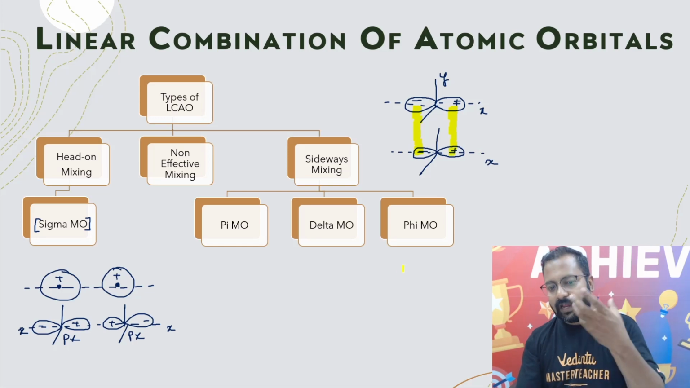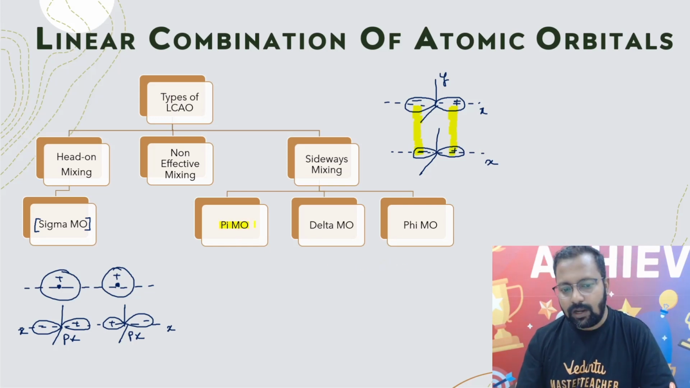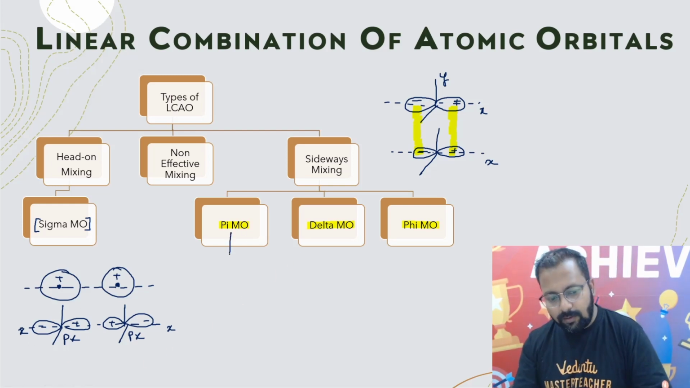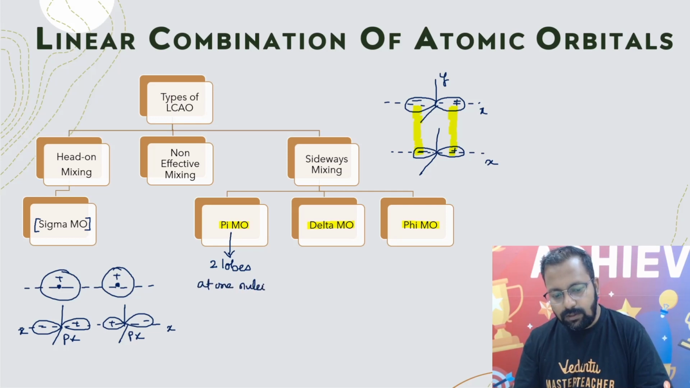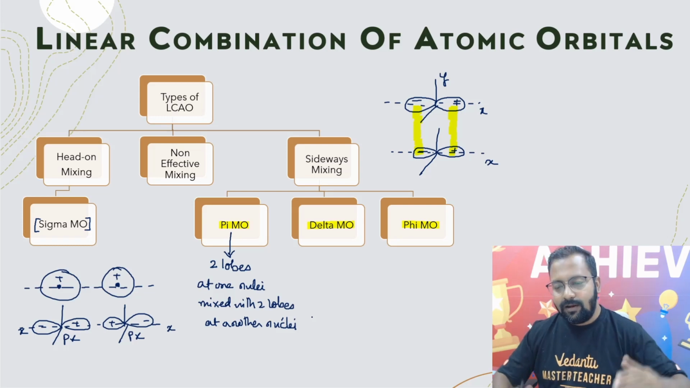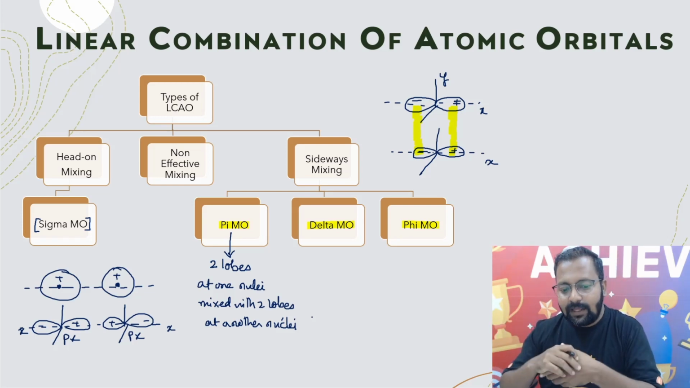When lateral overlap and sideways mixing happens, you get pi molecular orbital, delta molecular orbital and phi molecular orbital. What are delta and phi? Remember that pi molecular orbital involves two lobes at one nuclei mixed with two lobes at another nuclei. Or you can say 4 lobes are laterally coming towards each other. That is pi.